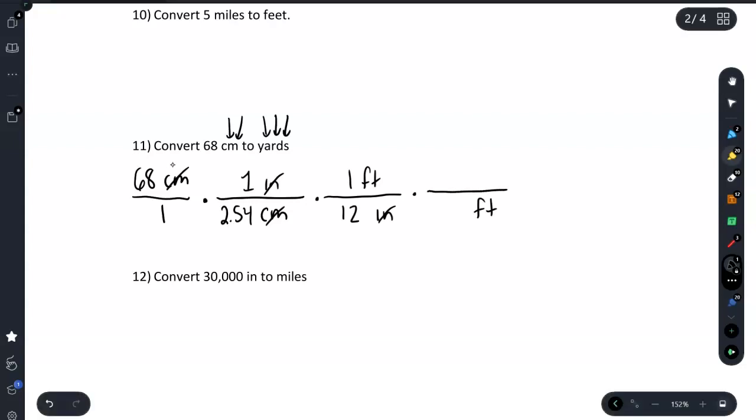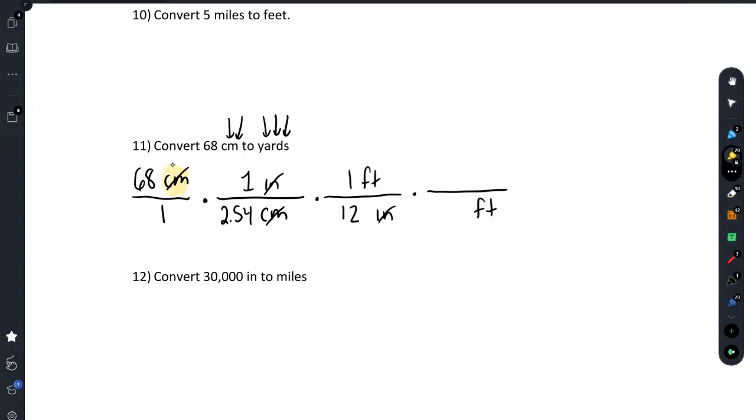And if you're confused about which one goes on top and bottom, here's why. I probably should have explained this earlier. If I have centimeters on top, I know I need centimeters on bottom because I need to cancel it. If I put centimeters on top, they won't cancel. So here I had inches on top, so I knew I needed inches on bottom to cancel. And at this stage, I have feet up top, so I want feet on bottom, so they'll cancel. And then I'm just trying to work my way to yards.